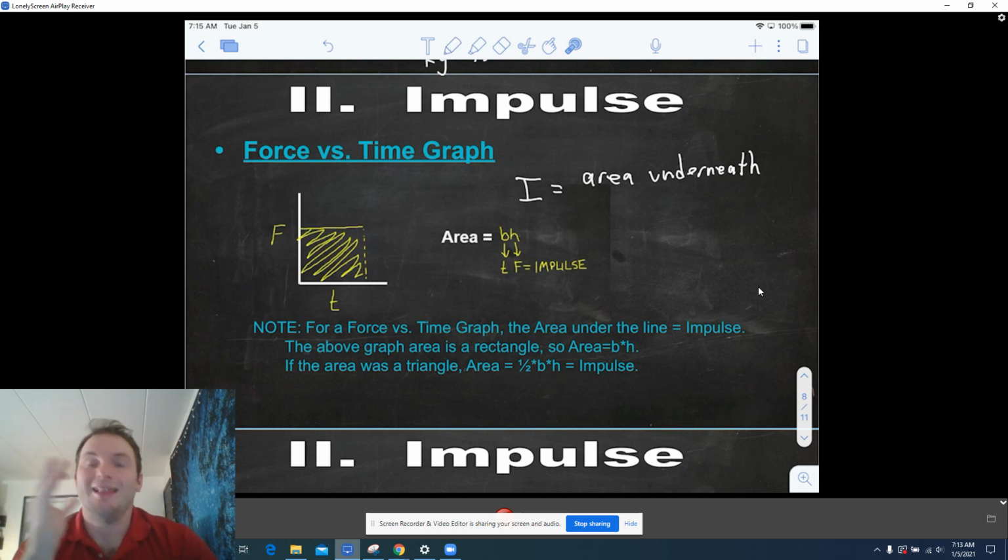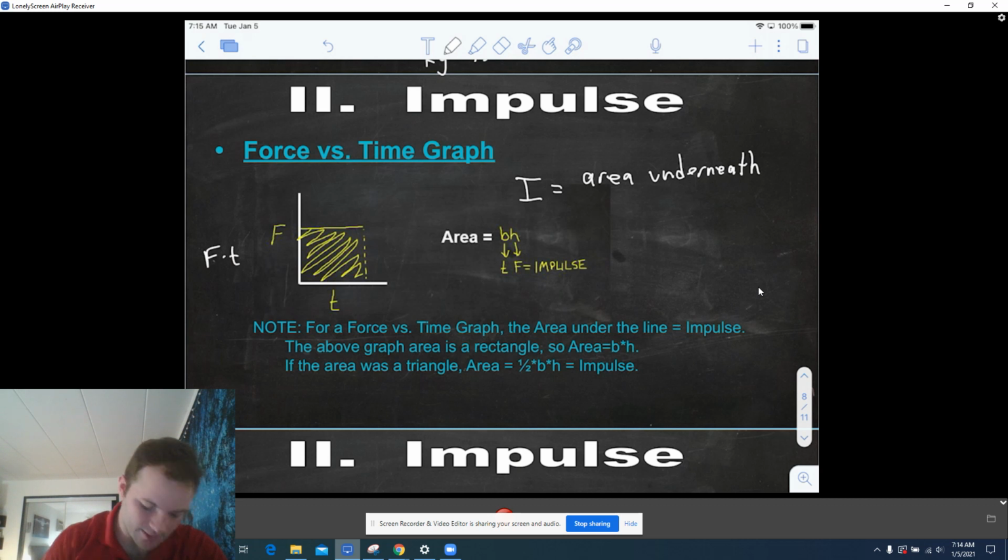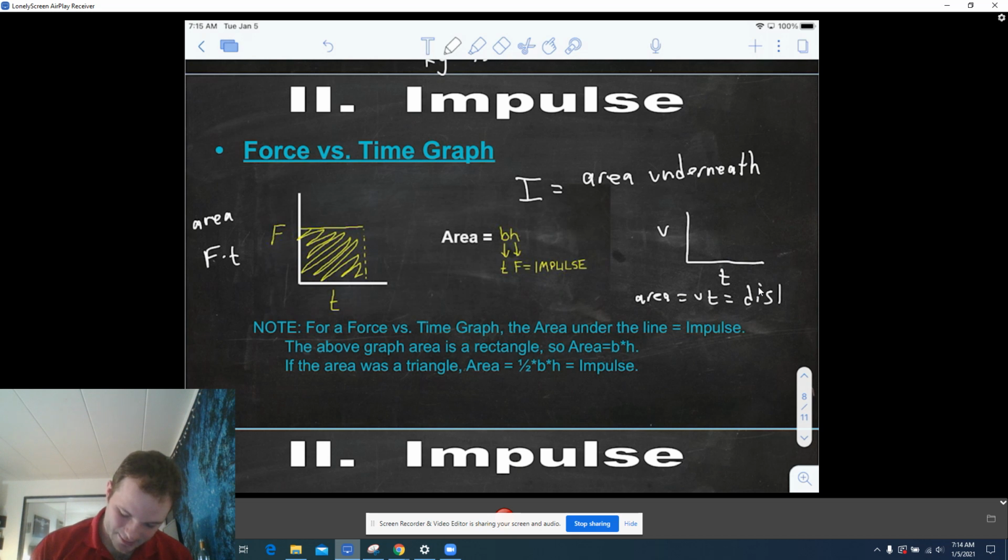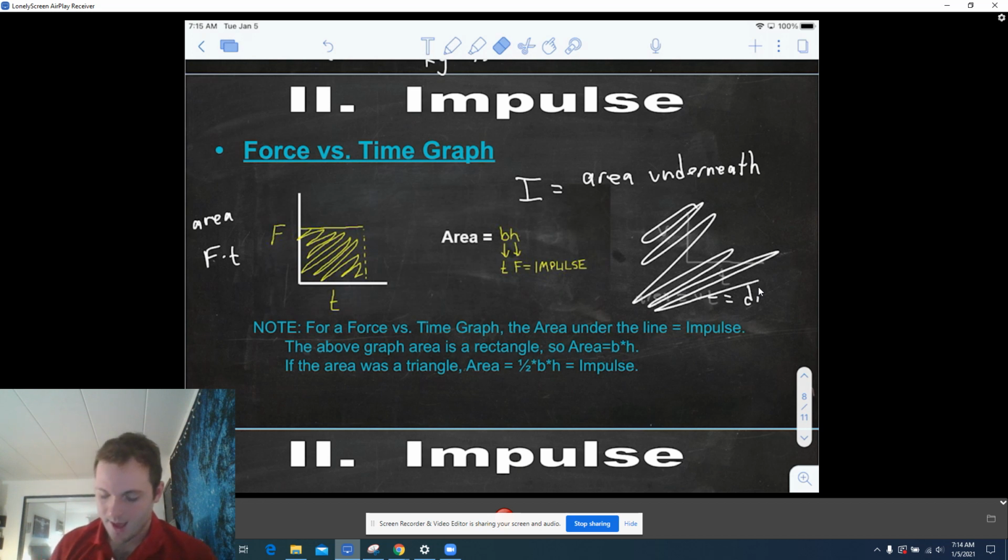This will make more sense when you get into calculus, but anytime you take the area underneath a curve, what you're really doing is multiplying these two axes, force times time. So the area would be force times time, just like before when we had time and velocity and we did the area, it gave us distance.